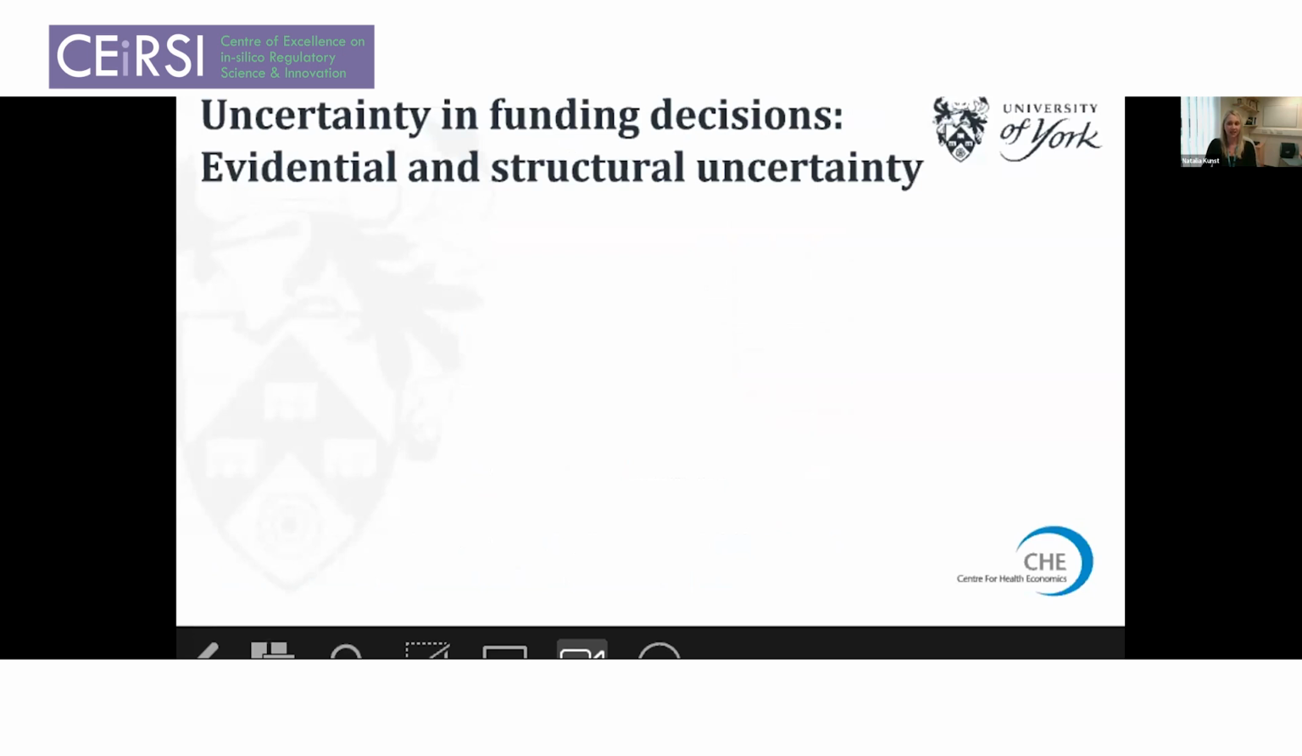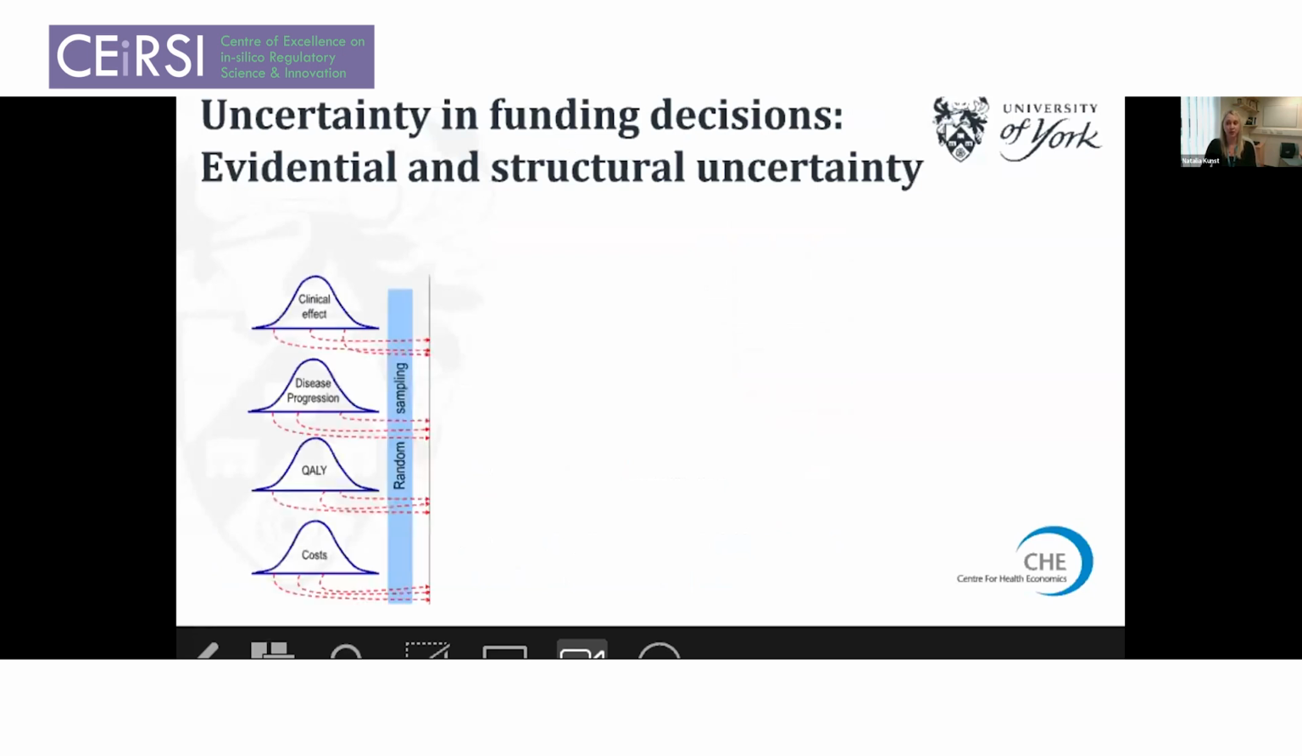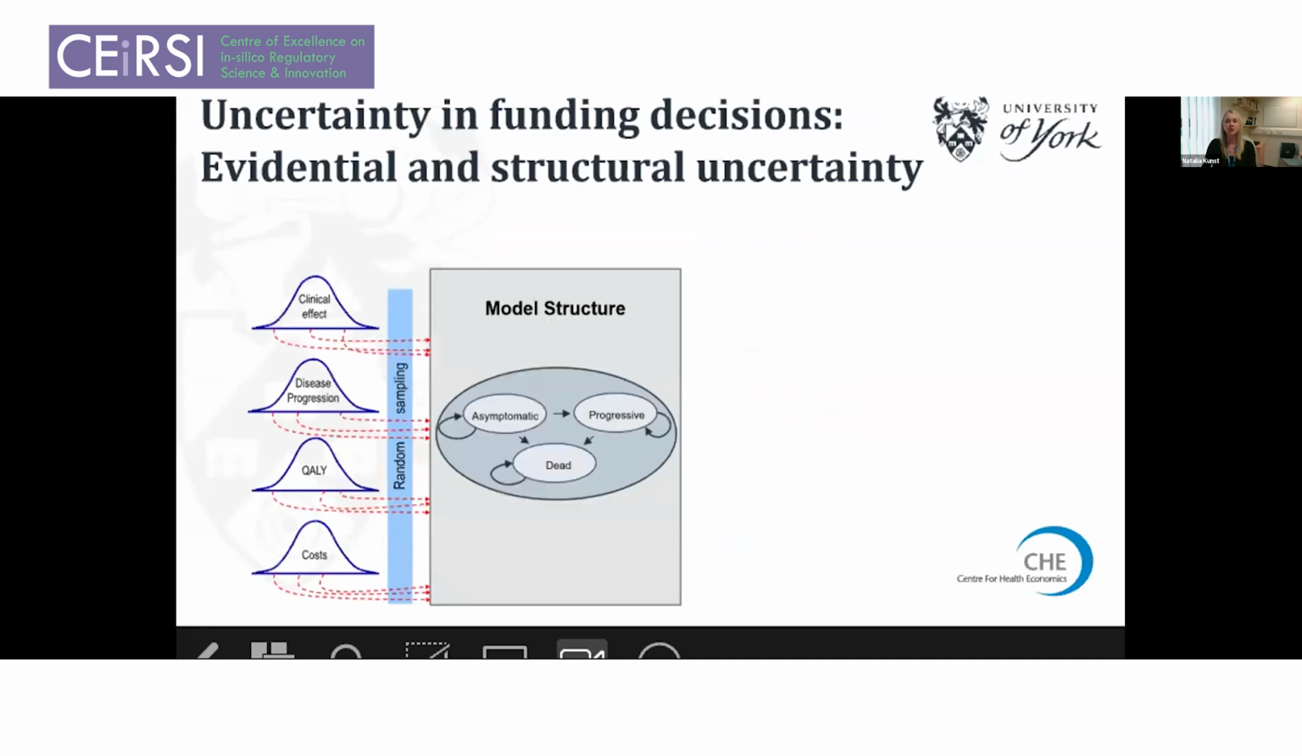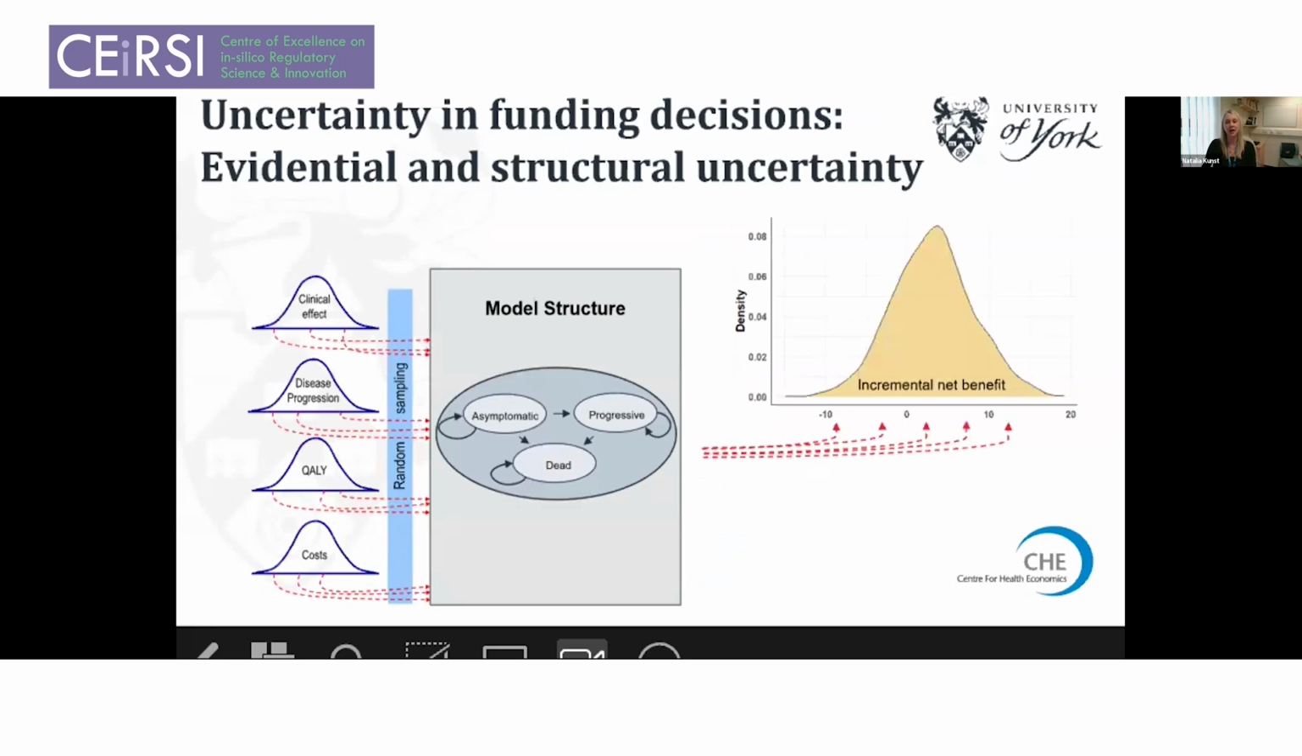For funding decisions, as we said, we have a number of model inputs. And instead of using one estimate for each of these inputs, we use a distribution that is informed by a mean and precision estimates based on the available evidence. We use these probability distributions for inputs in our model and rapidly calculate the model outcomes for many random draws. This way, we account for the evidential uncertainty.